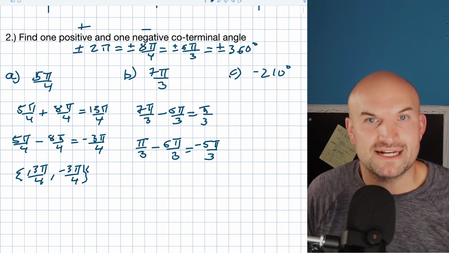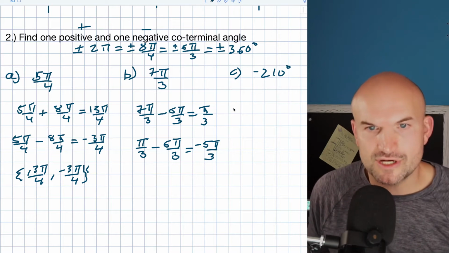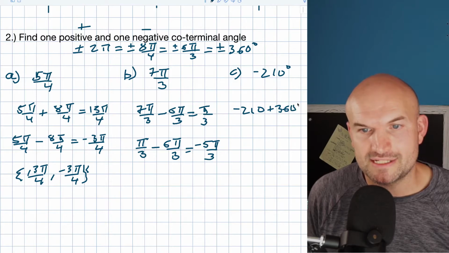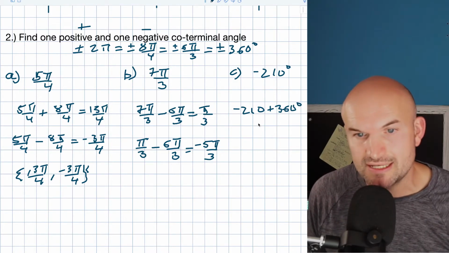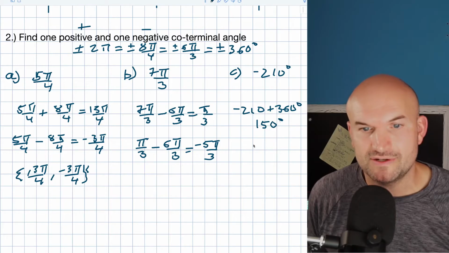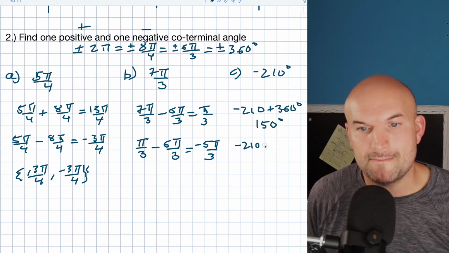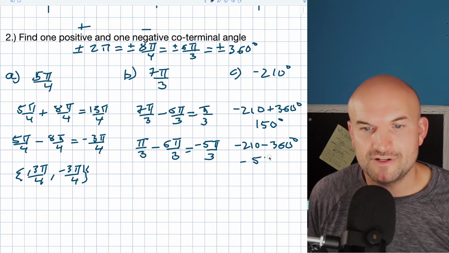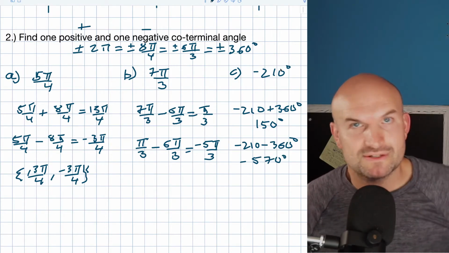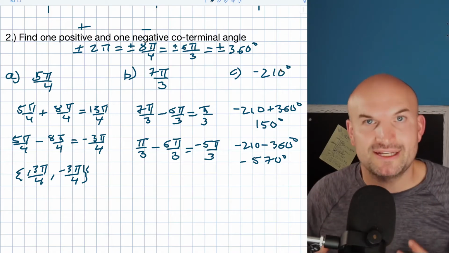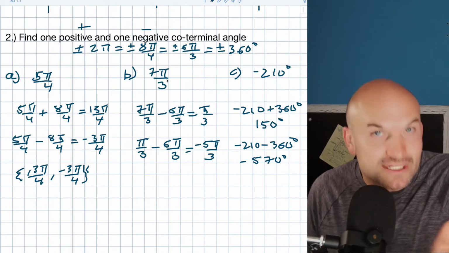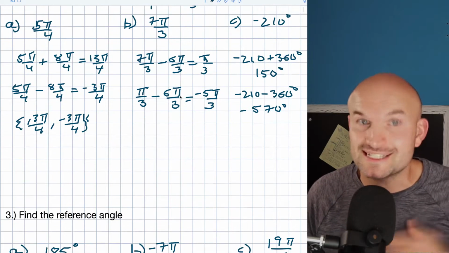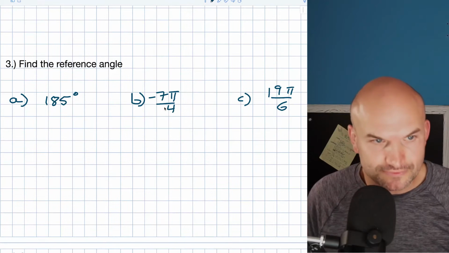That's the same thing as plus or minus 360, right? So just take a negative 210 and then add 360 degrees. So negative 210 plus 360 is going to equal 150 degrees. And then take negative 210 minus 360 degrees, and that's going to be negative 570 degrees. So it doesn't matter if it's in degrees or radians. Typically, you would want to add and subtract, but look out for angles that have an extra revolution, because that does change the way that we approach things.